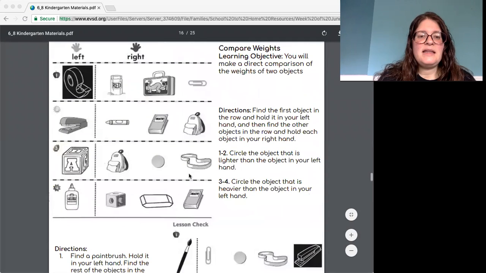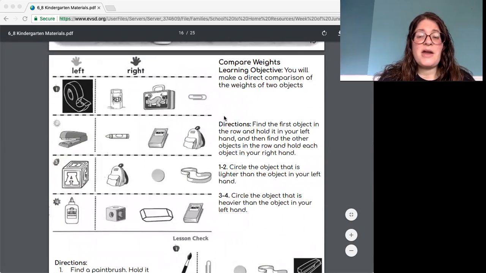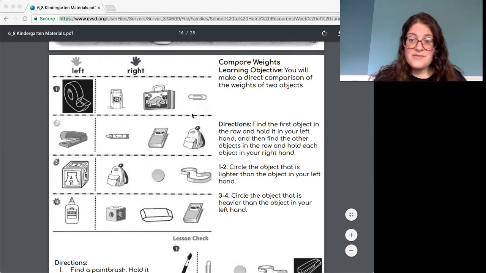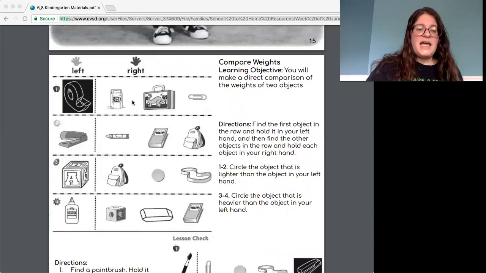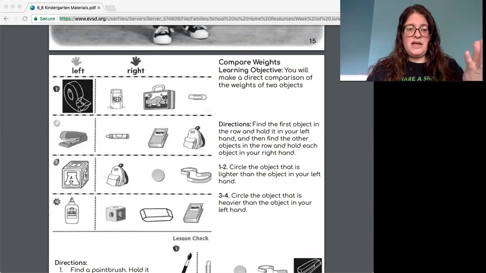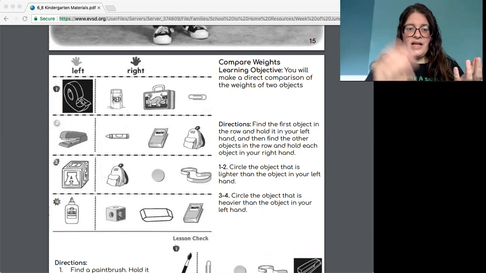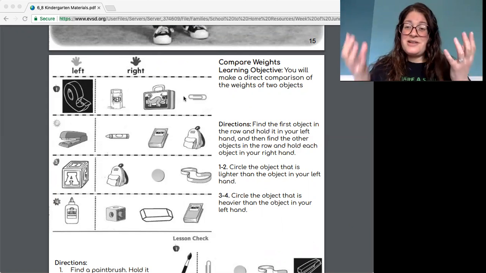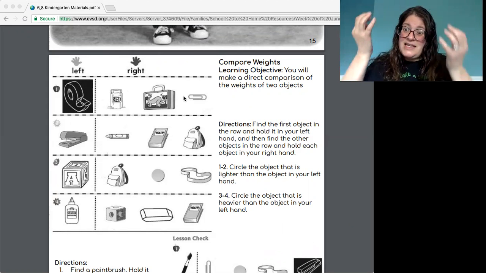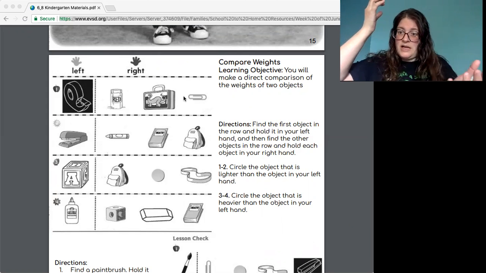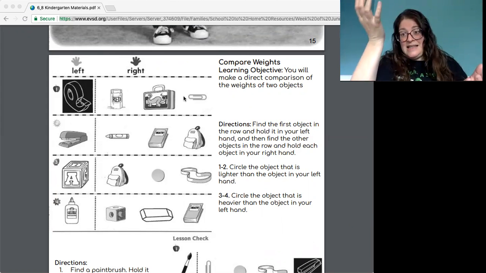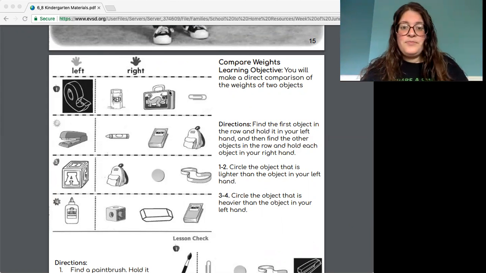And then the next thing is comparing weights. So if you happen to have some of these items at your house, I'd like you to run around, scavenger hunt, try to find them. And you're gonna try putting something in your left hand, like this tape, and then the other things in your right hand, and you're gonna compare which one is heavier, whew, it'll make your hand go down, and which one is lighter, easier to carry.